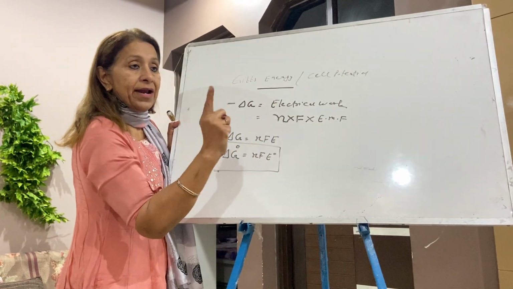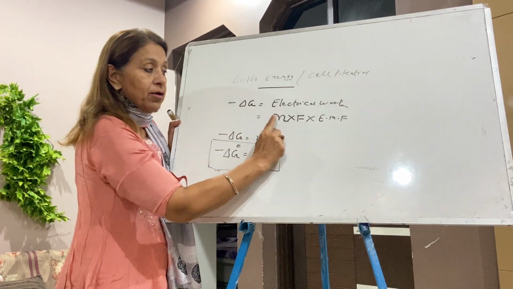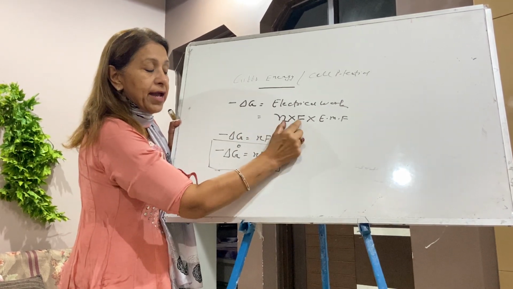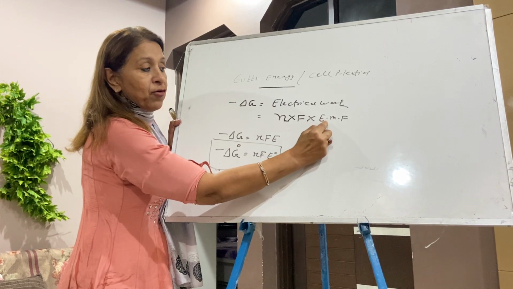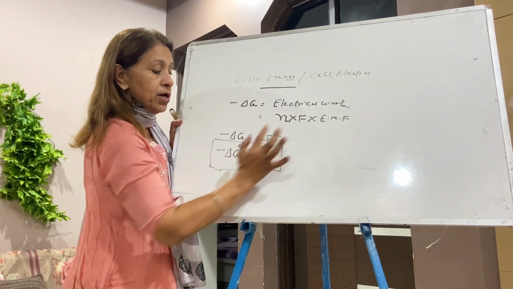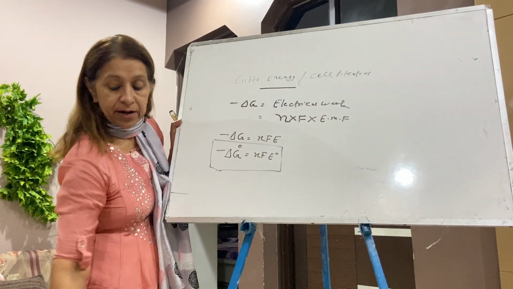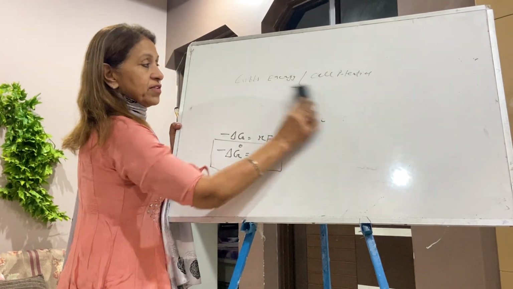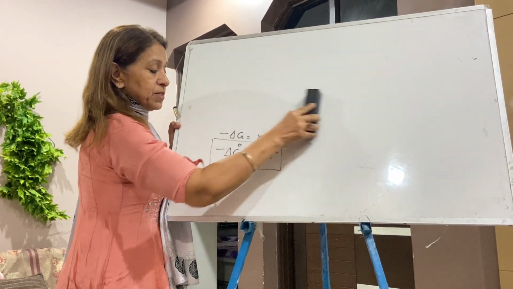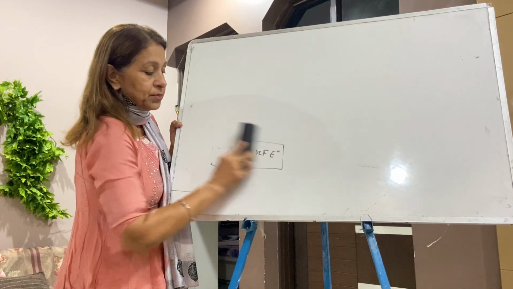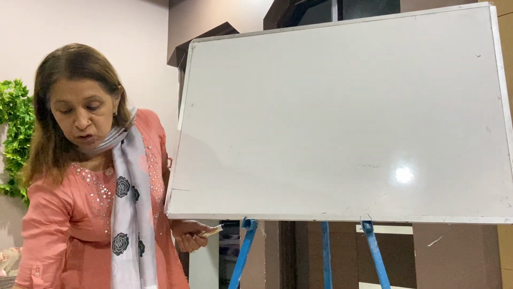When 1 mole of electron moves, it carries 1 Faraday. When n moles of electron move, they carry n Faraday. And it is multiplied by the EMF of the cell, E cathode minus E anode, and that becomes nFE. This is the relationship between the Gibbs energy and cell potential. Write down the first question from the same topic.